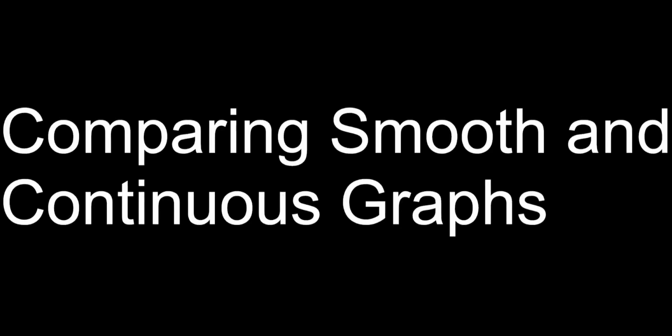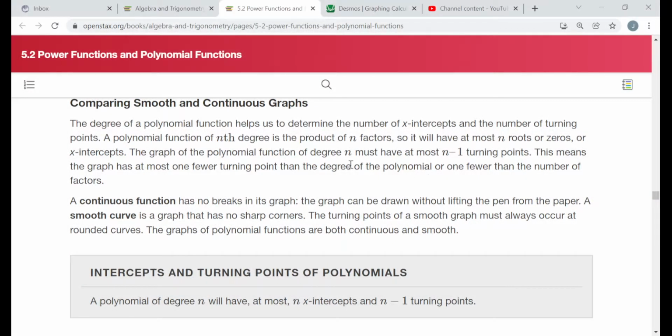Hello everyone. The title of this video is Comparing Smooth and Continuous Graphs. Each example I'm going to be taking for this video is directly from a free online textbook at openstax.org. I'm in their Algebra and Trigonometry text, section 5.2, called Power Functions and Polynomial Functions, and I'm under the heading Comparing Smooth and Continuous Graphs.